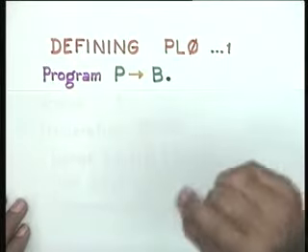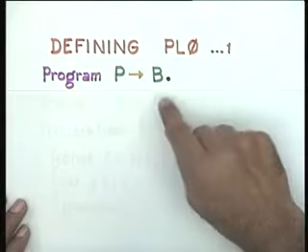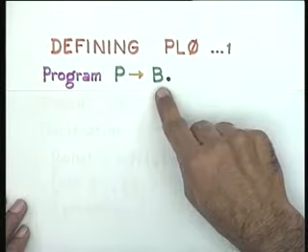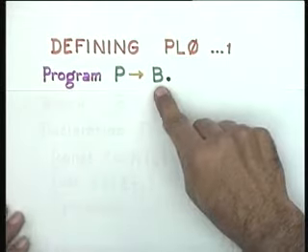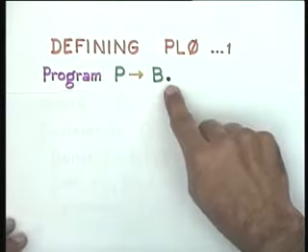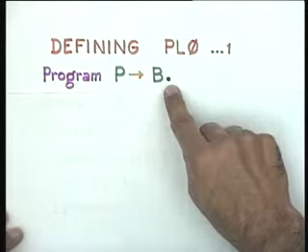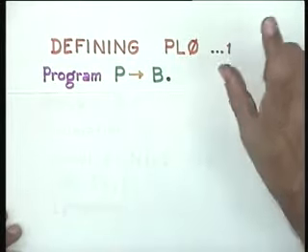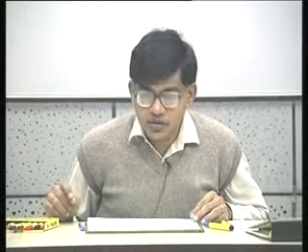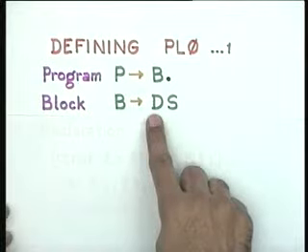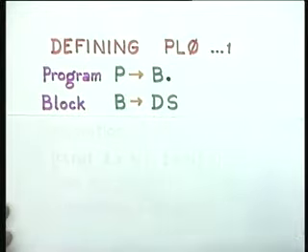So a PL0 program is a block which terminates with a dot, with a period. This is as in the case of Pascal programs, where you terminate the program with a dot. A block consists of a declaration followed by a statement.